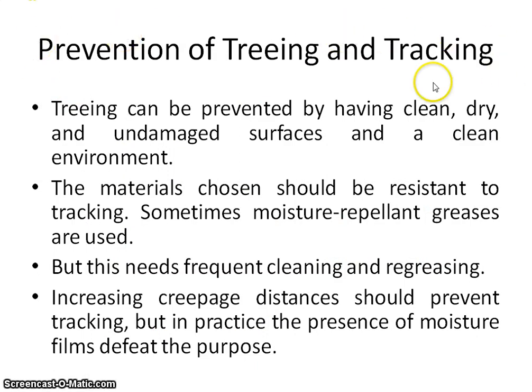How can we prevent treeing and tracking? How can we prevent such phenomena from occurring? Treeing can be prevented by having a clean, dry and undamaged surface, and a clean environment is required, because if moisture content is there, there are always treeing and tracking phenomena after a long period of operation. The material chosen should be resistant to tracking, that is, it gives high resistance to tracking. Sometimes moisture repellent gases are also used, which remove the moisture content from the insulating surfaces.